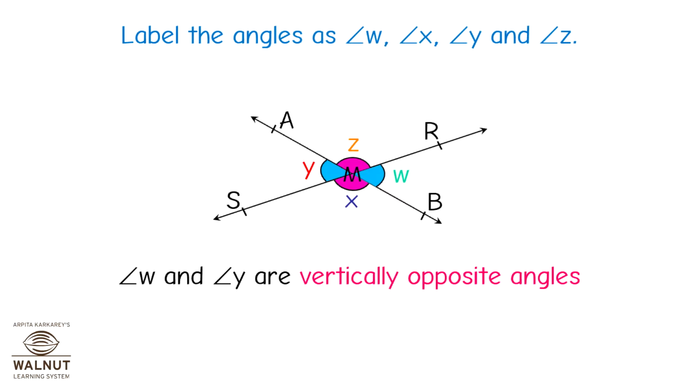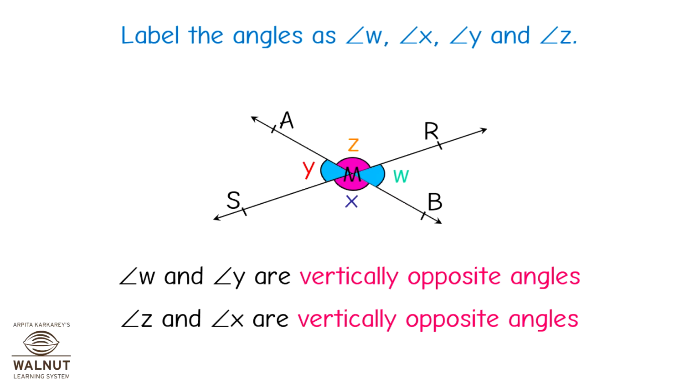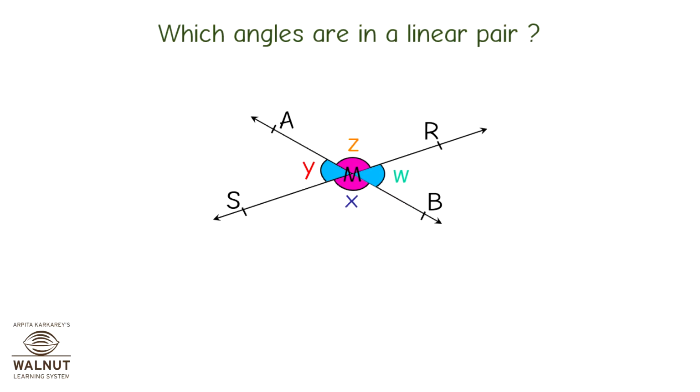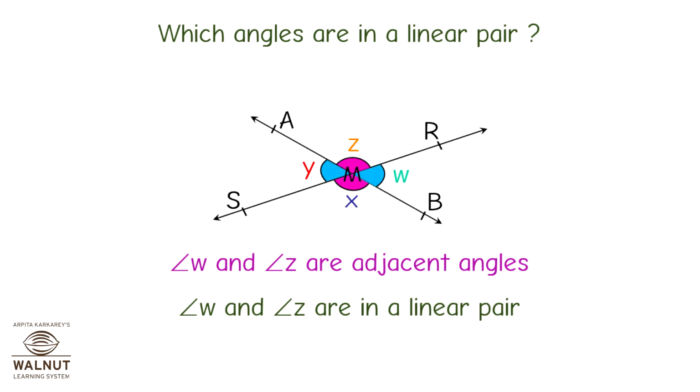Angle W and angle Y are vertically opposite angles. Angle Z and angle X are vertically opposite angles. Which angles are in a linear pair? Angle W and angle Z are adjacent angles. Angle W and angle Z are in a linear pair. Measure of angle W plus measure of angle Z is equal to 180 degrees.